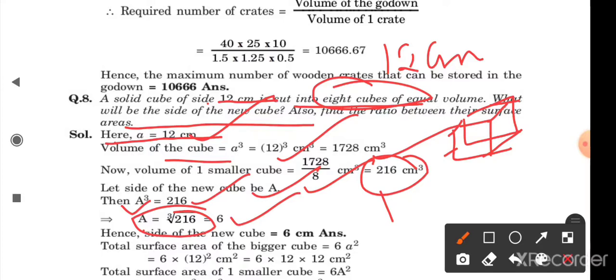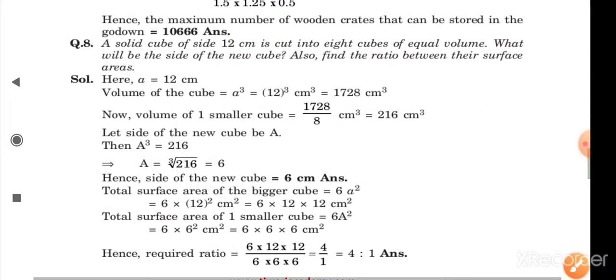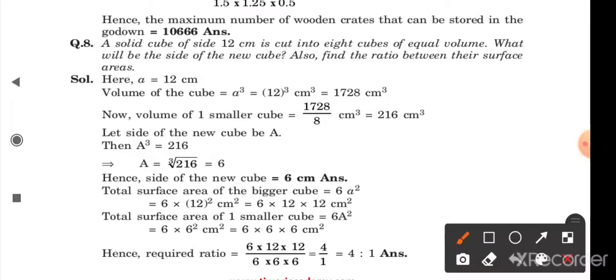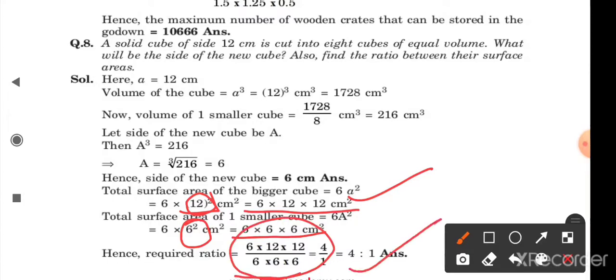Now you can see that in the question it is also mentioned that you have to find the ratio of their surface areas. The surface area of the first cube, the big cube, is 6a square. You will substitute 12 in place of a. For the small cube, you will write 6 in place of a. So this is the surface area of the smaller one, this is the surface area of the bigger one. You will take the ratio, and you will get the ratio of their surface areas as 4:1.